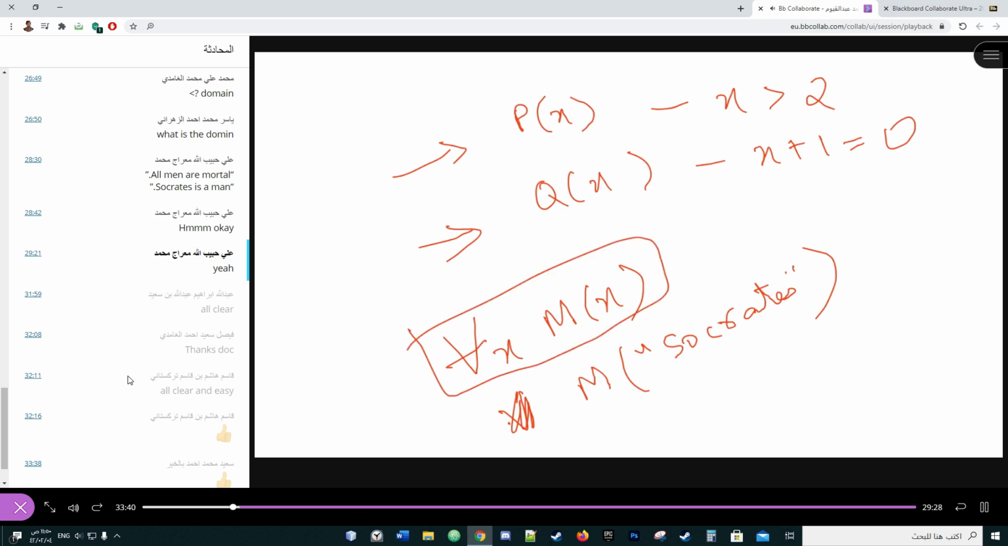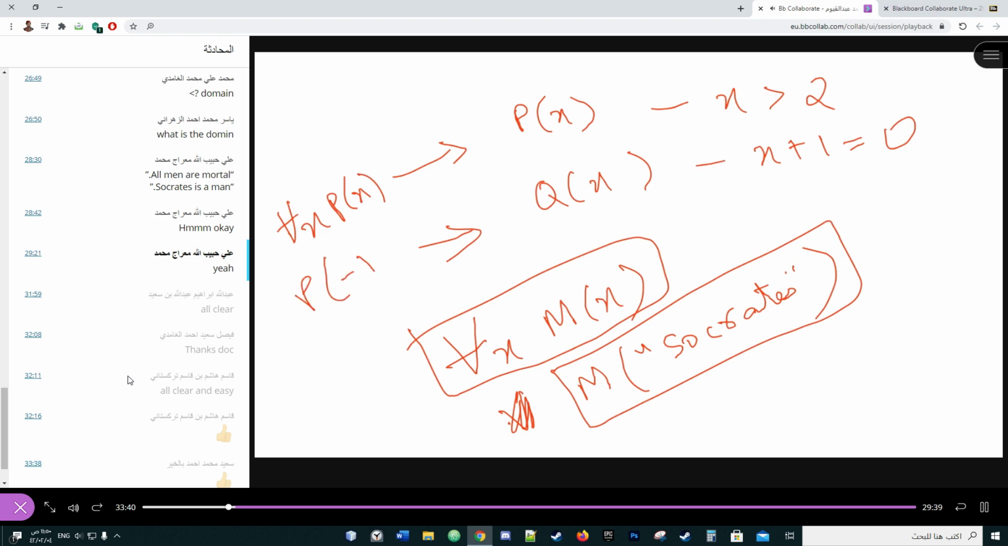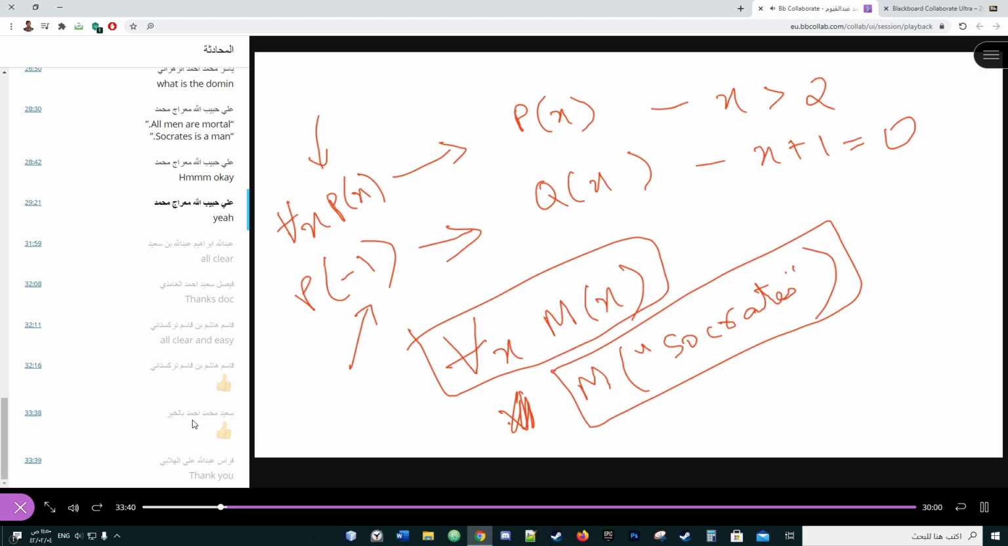Yeah, it's basically that. For all, and here we are talking about a particular element. So in this maths example, we are saying for all x P of x, and then P of minus 1. Here we are talking about a particular element like Socrates, and here we are talking about the entire quantifier. So those two statements are that. Any other question? Just read through. Here M of X means X is a mortal.